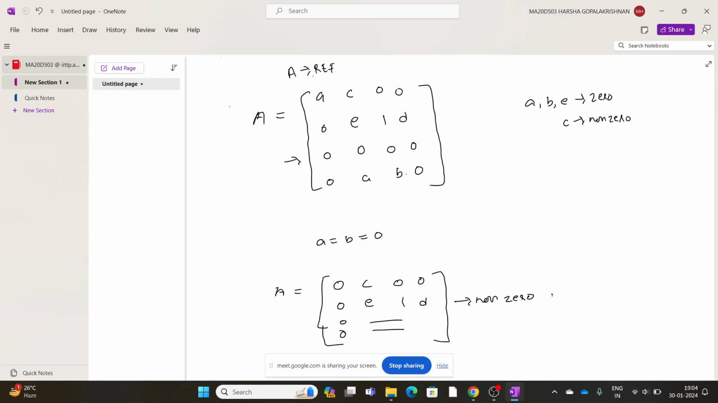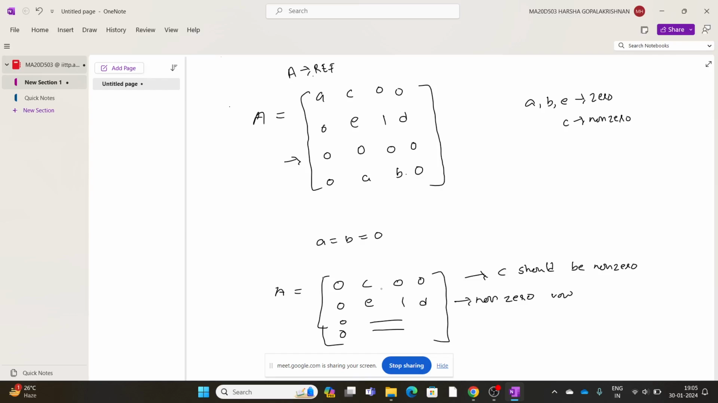Non-zero. So, since the second row is a non-zero row, the row above it, that is the first row, cannot be a 0 row. So, we can see the first, third, and fourth elements are 0. So, the only possibility to be non-zero is C. If C is also 0, it will be a 0 row. So, this means C should be non-zero. So that is what someone told, C is non-zero.